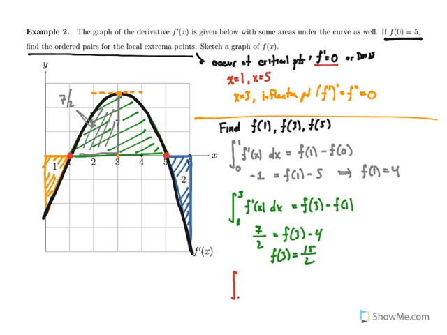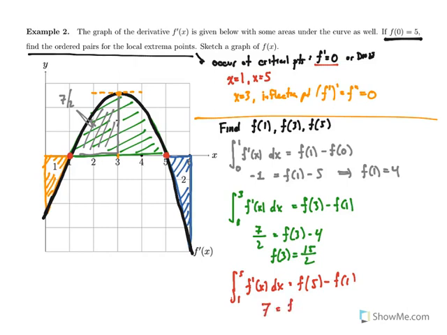We can do the integral from 3 to 5. F prime is going to be f of 5. Let's do actually 1 to 5. Don't have to deal with any fractions then. F of 5 minus f of 1. That area is just 7.